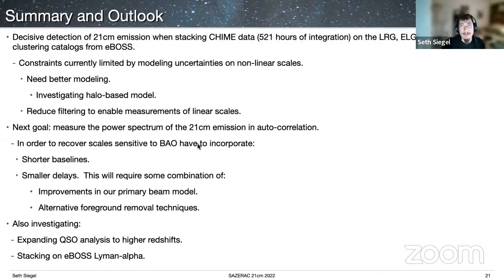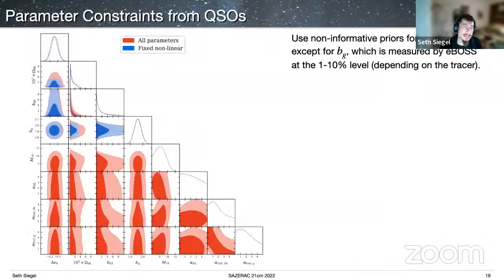So in order to do that, we have to go to larger scales, smaller k-modes. That's going to require some combination of shorter baselines in the angular direction, which I don't think will be an issue. But what's going to be challenging is moving to smaller delays. And that's going to require some combination of improvements in the primary beam model and alternative foreground removal techniques.